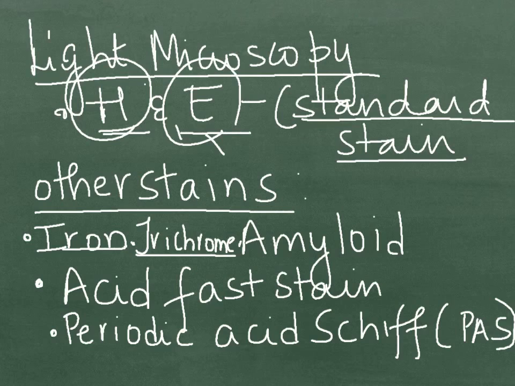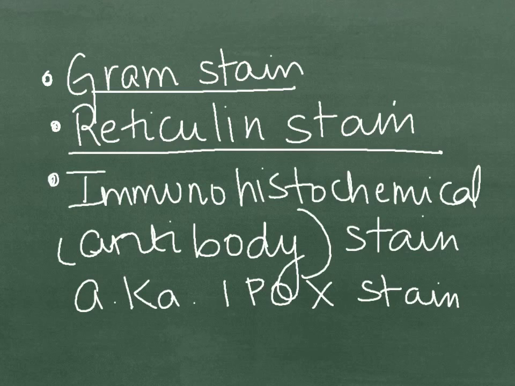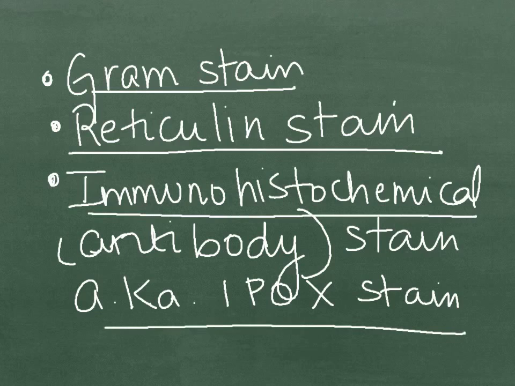A periodic acid Schiff stain, or PAS, stains compounds containing high carbohydrate molecules, for example in fungi. Gram stain, as in gram-positive or gram-negative bacteria. Reticulin stain, these stain with collagen type 3 molecules. It gives a black appearance. Immunohistochemical or the antibody stain, also known as the epitope stain. These stain when it is bound to a specific epitope.